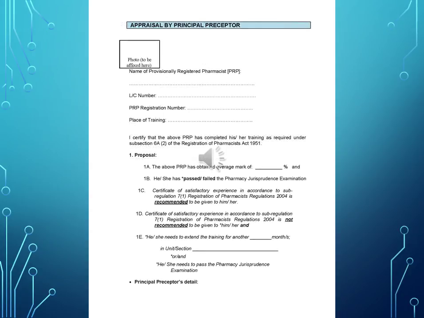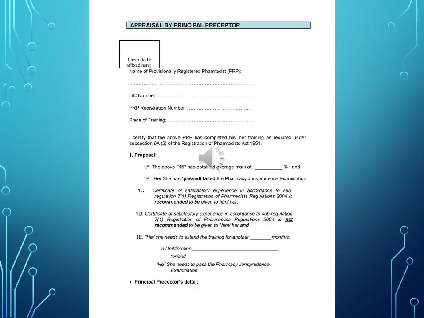Appraisal by principal preceptor. Photo to be affixed here. Name of provisionally registered pharmacist, PRP. L/C number, PRP registration number. Place of training. I certify that the above PRP has completed his/her training as required under subsection 62 of the Registration of Pharmacists Act 1951.